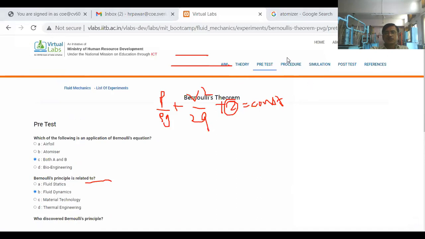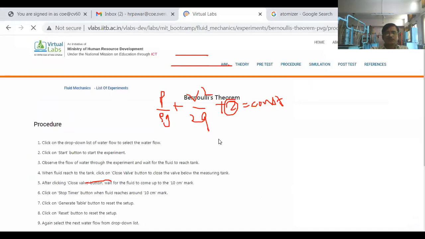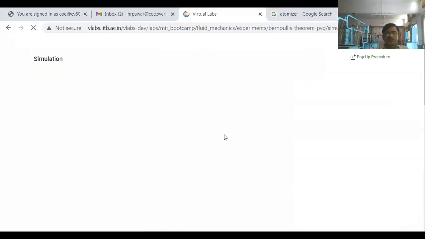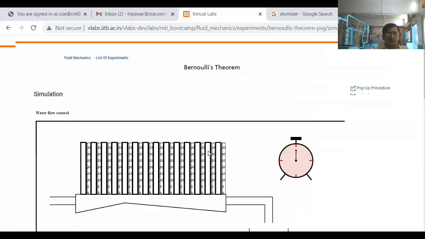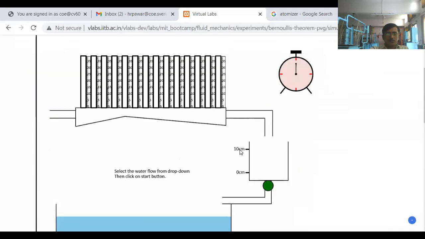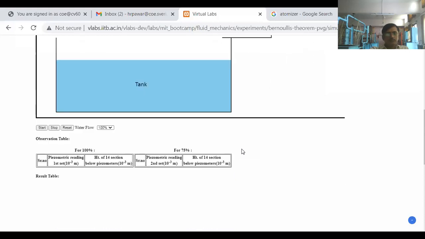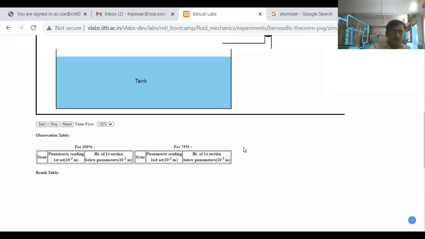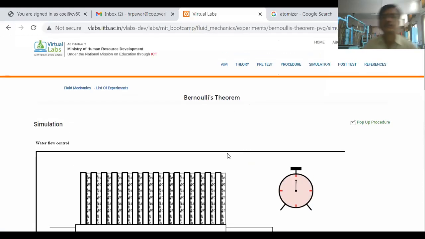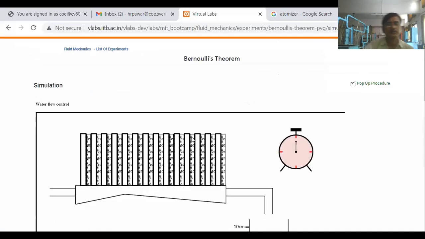Next is the procedure. About this procedure, all of you know. This is the procedure. Already we have performed the practical, so everyone knows the procedure. Now we will directly see the simulation part. Here you can see they have given some control in our hand. It is somewhat good simulation. So let us start the practical.